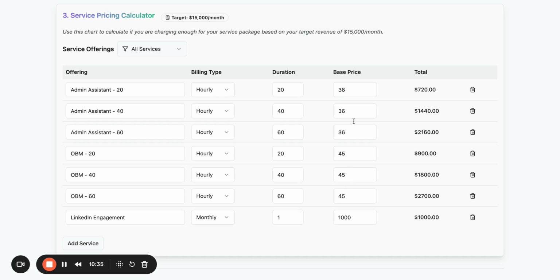So typically what I would like to see is the rate that you have for admin assistant and OBM to be the savings rate. So keep $45 an hour for 60 hours, keep $36 an hour for 60 hours. But what if this bumped up to $40 an hour and this was 45? What if this was 50 and this was 55? It's not a huge increase, but it enables people to want to jump up more hours.